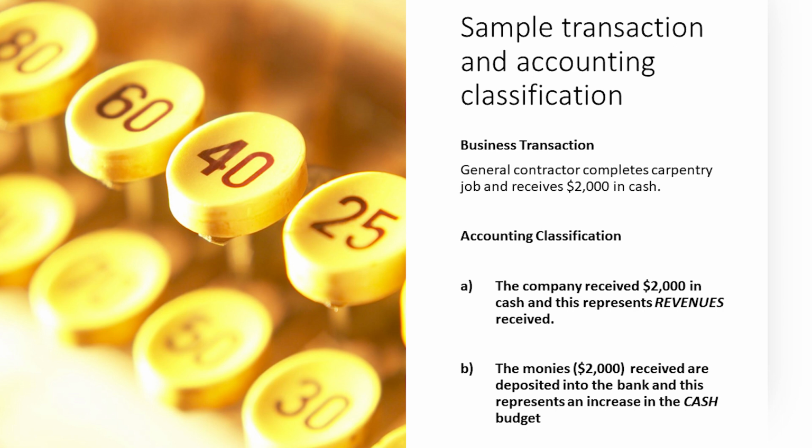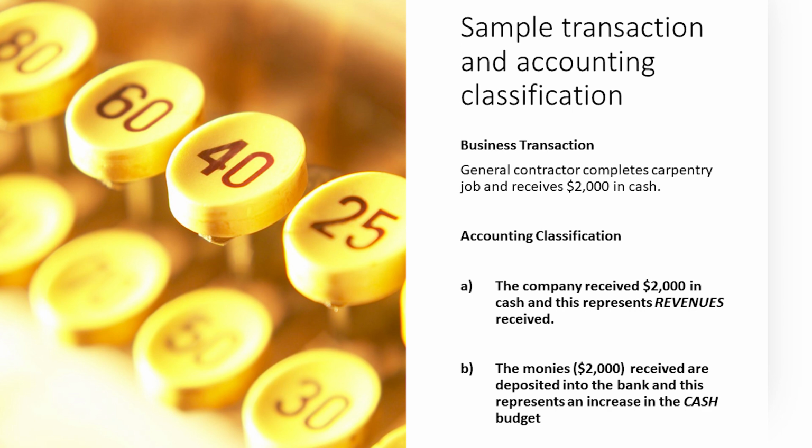So the company received $2,000 in cash, and this represents revenue received. How do we know this? The general contractor is a service company. They have carpenters, electricians, and, what do we say, plumbers who work for them. This was a carpentry job. So therefore, they were performing a service that they're comfortable in performing. Therefore, they earn the money by performing the job. So in this case, they earn dollars. Earned dollars are considered revenues. That's the first item that we classify.